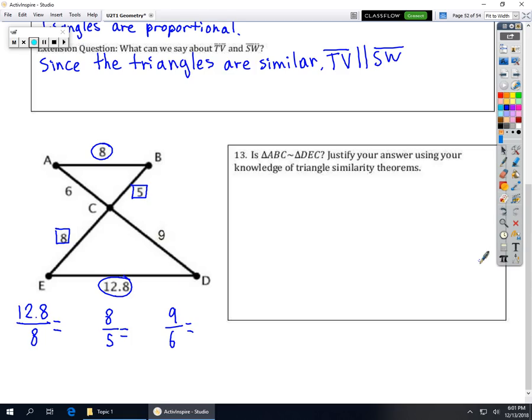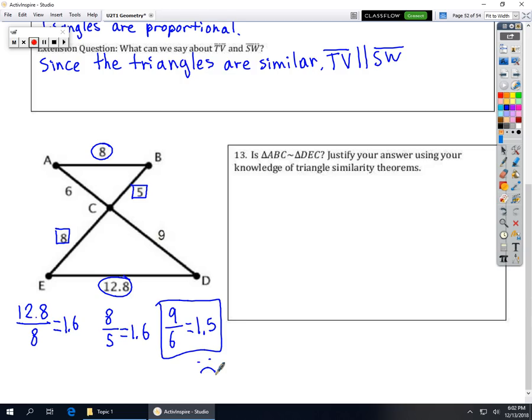12.8 over 8, that's 1.6. 8 over 5 is 1.5. No, 8 over 5 is not 1.5. 8 over 5 is 1.6 as well. 9 over 6 is 1.5. That's strange. So I got a 1.6, a 1.6, and a 1.5. So this is a situation where you think they're similar because it could be side, side, side, but it turns out we got one bad thing going on here.